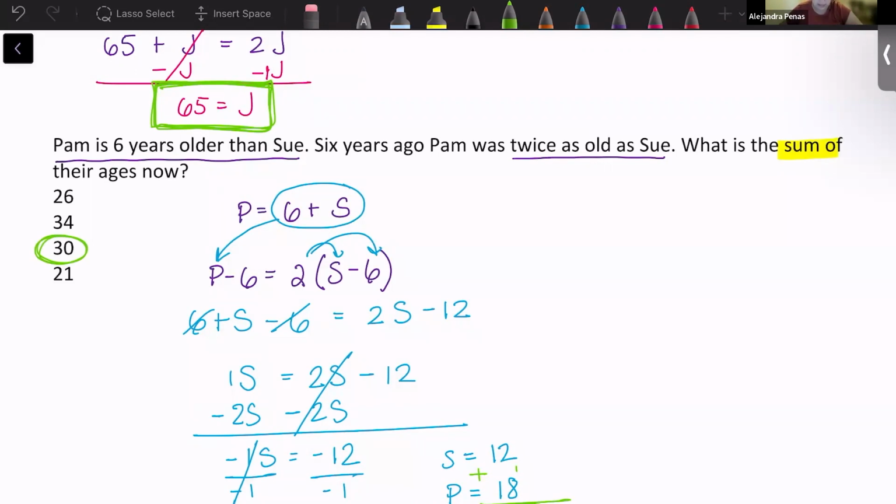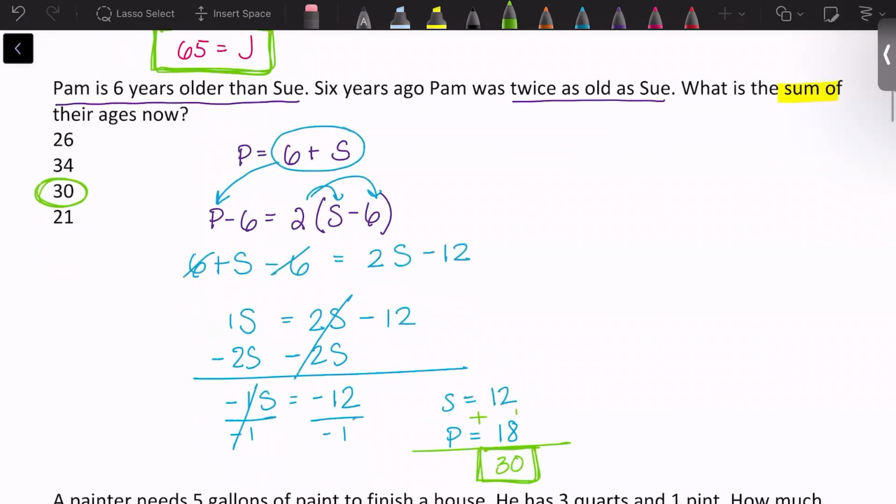Does that make sense? Is there any part of this that doesn't make sense? Any step in the process that confuses you? No. Good.